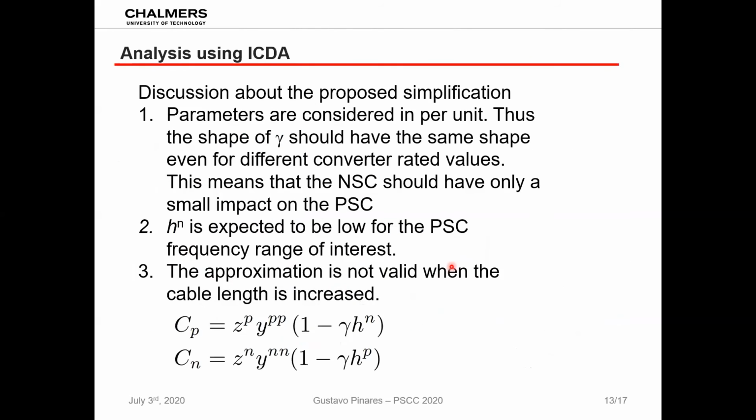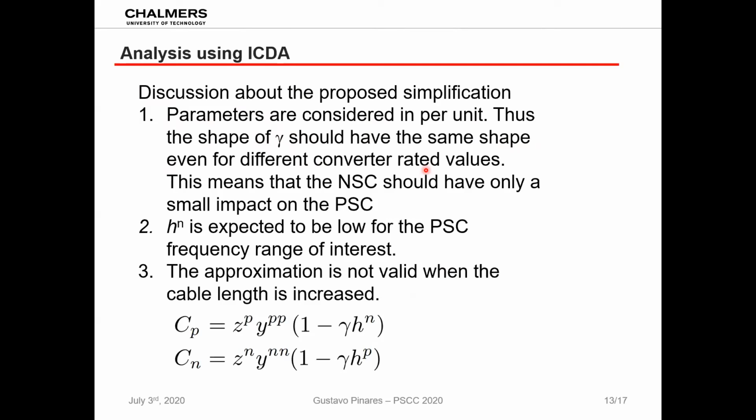Okay, so how valid is this approach? This approach has been shown in this paper for a particular case, and the idea was to do a first exploration. But I would say that the approach has some generality, because all the analysis has been done in per unit. Thus the shape of gamma, which is mostly dependent on the converter parameters, should have the same shape, even if we have different rated values for voltages or powers.